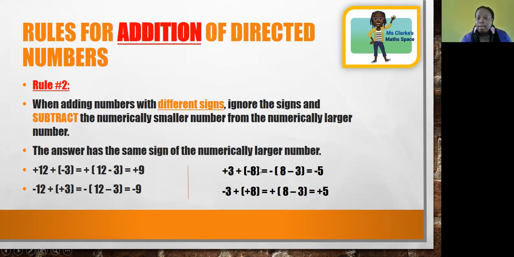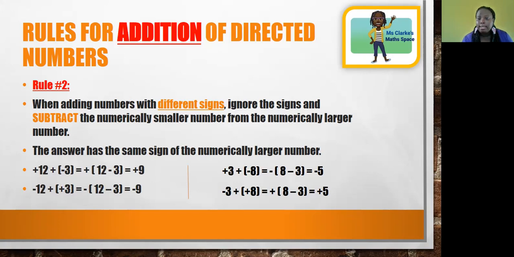Moving on to the right side of the screen, we have plus 3 or positive 3 added to negative 8. Two different signs, you have a positive and a negative. So what we're going to do, we are going to find the difference between the two numbers. The difference between 8 and 3 is 5. And the sign of the larger number, which is 8, is negative. So therefore, our answer would be negative 5.